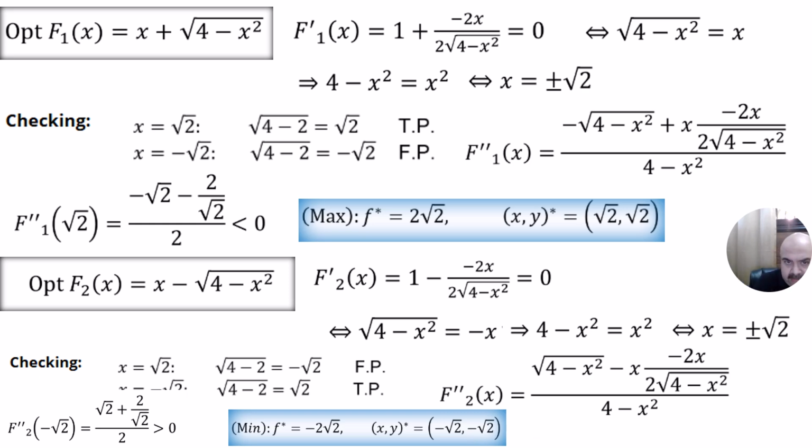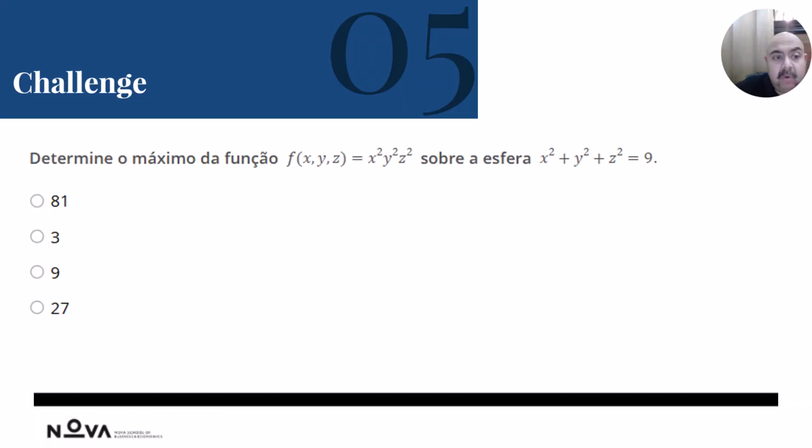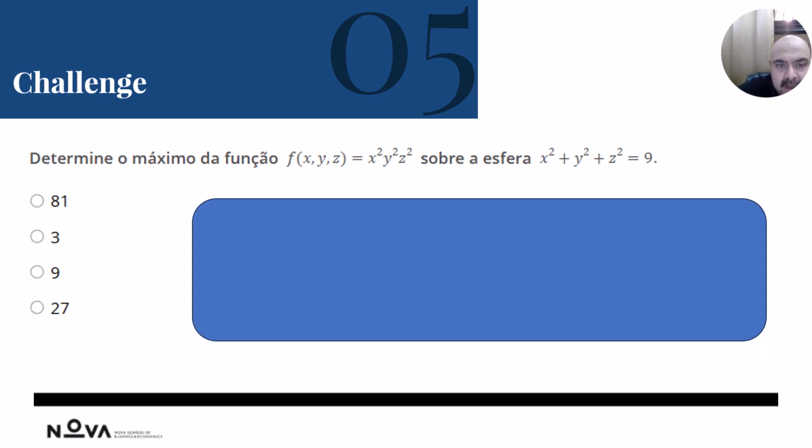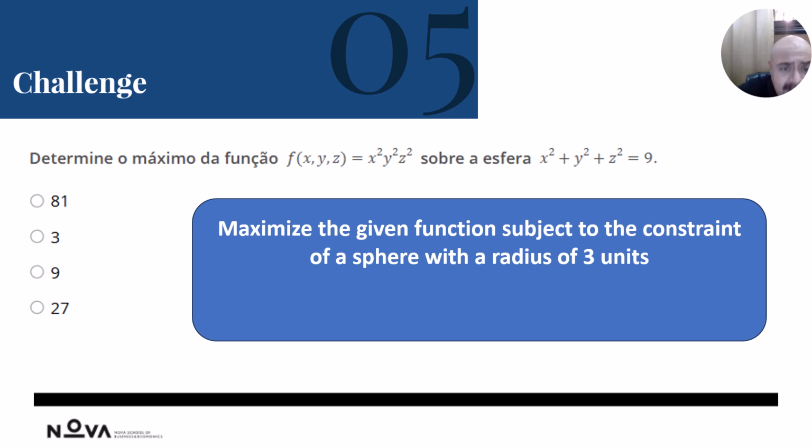Exactly the same analysis. And by the end of this method, which is really very simple, as you can see, now we come to this challenge. Please try to solve this problem. It's really very simple. You have your f function and subject to x squared, y squared, z squared equal to 9. Try to think how to go through this function in a similar manner. Maximize the given function subject to the constraint of a sphere with a radius of 3, exactly as we saw.